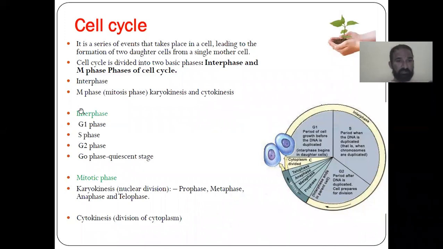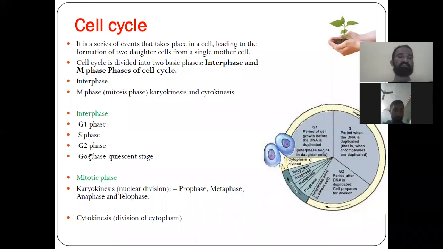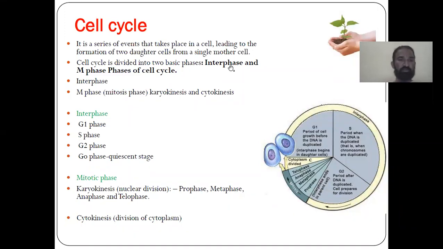The interphase is also divided into three phases: the first is the G1 phase, the second is the S phase, and the third is the G2 phase. So the cell cycle is mainly divided into two phases, interphase and M phase, and interphase is again divided into G1, S and G2. G1 means gap one phase, S phase means synthesis phase, and G2 means gap two phase.